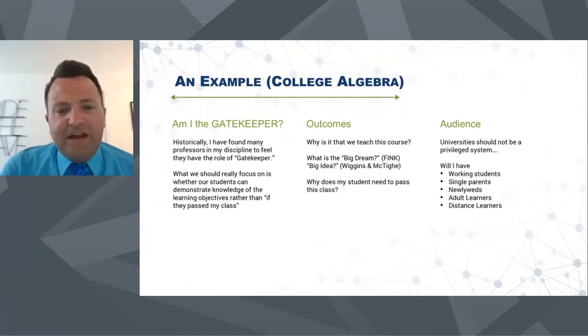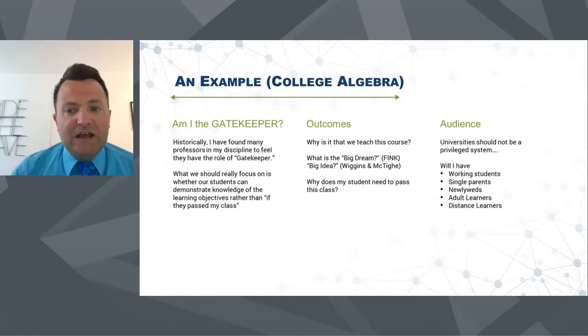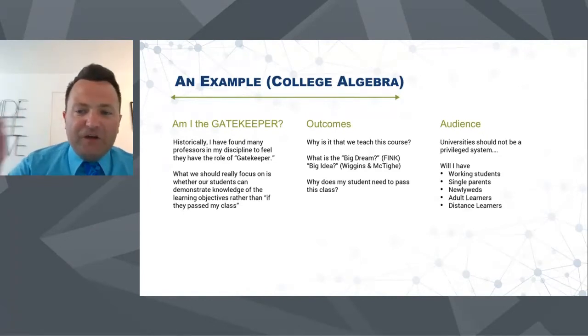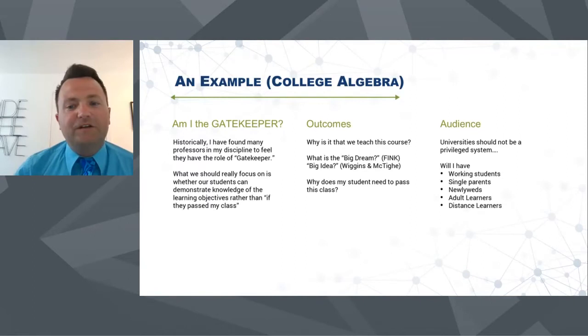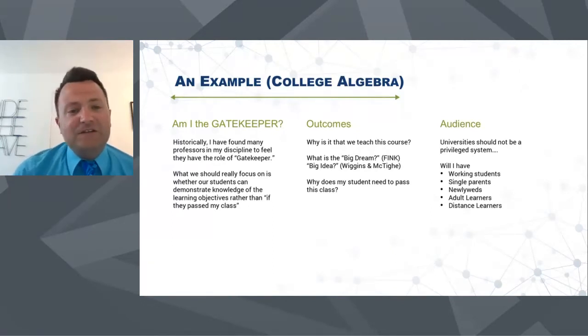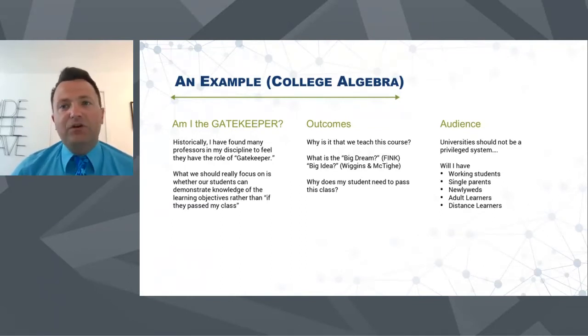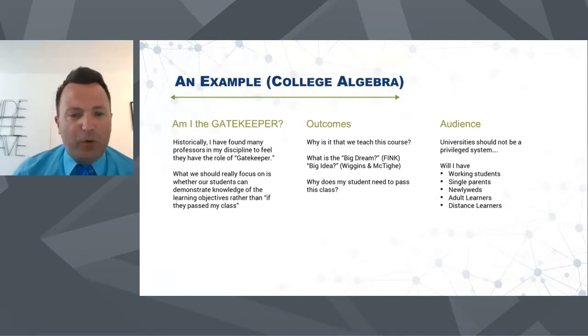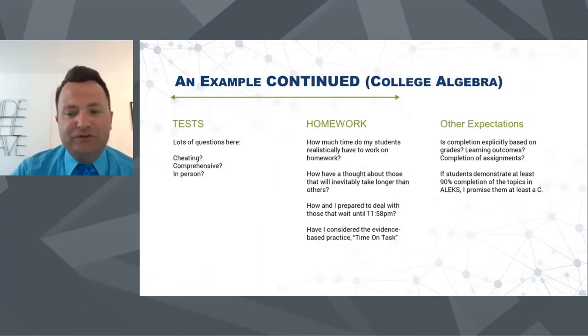Then thinking about your audience. And this is something that I address on the first day of class, because universities should not be a privileged system. I talk to my students as a whole, saying, I know that some of you are working students. I know that some of you are single parents. Some of you are newlyweds. Some of you are adult learners, and some of you are distance learners. And each of those audiences has to be reached in a different way. So I am looking at how I use the adaptive courseware to reach them when they are available, and when that is accessible to them.